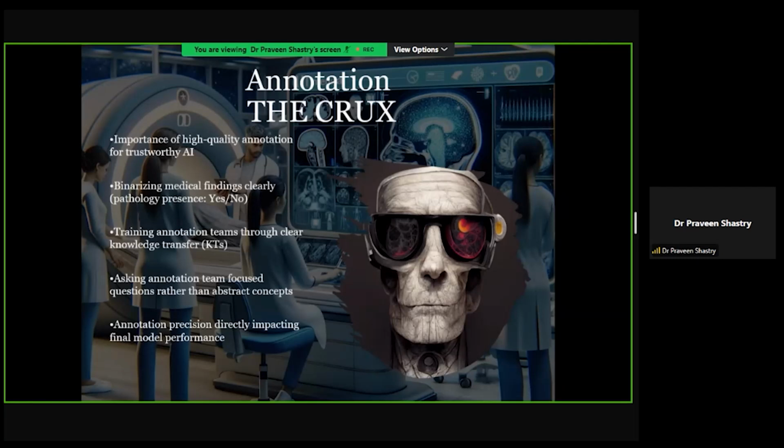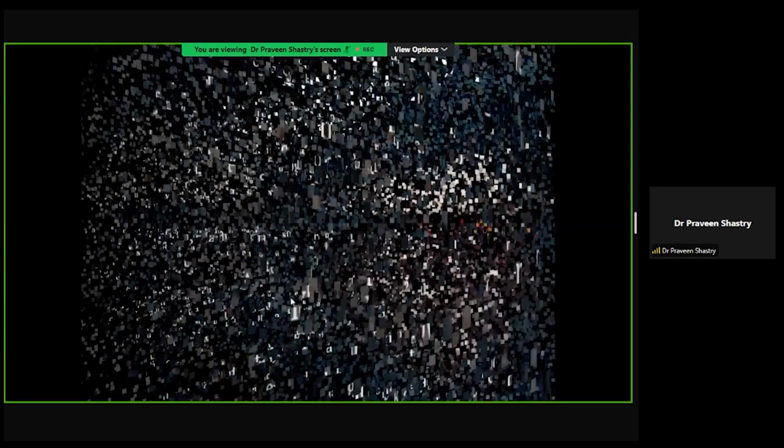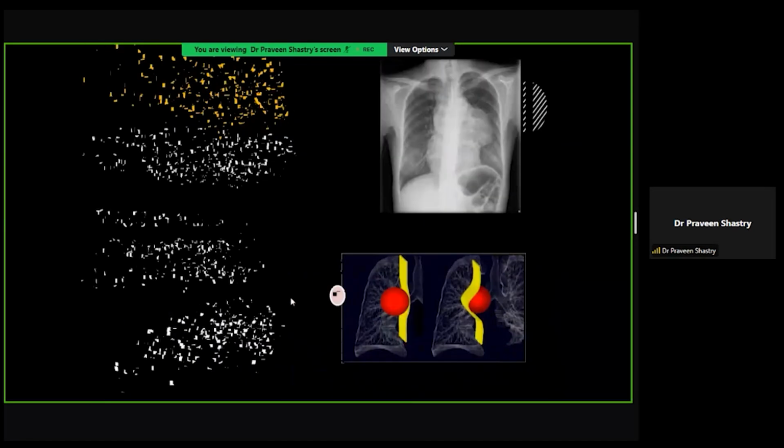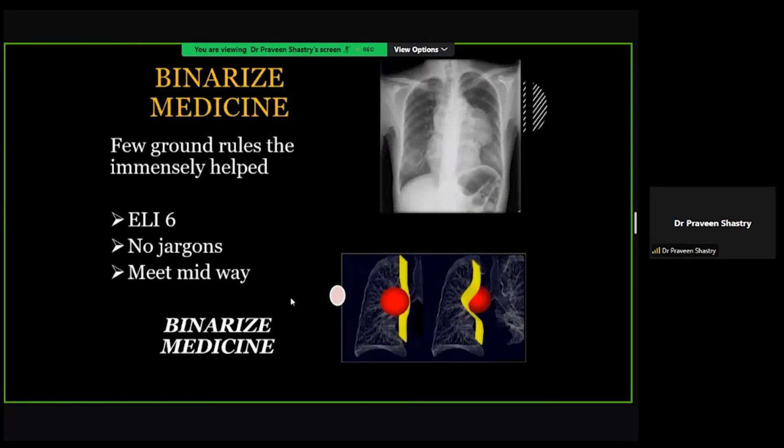So what is the best way to teach? Just like how deep learning is alien to us, so is medicine to them. So we held on to a few very basic rules, and that helped us immensely. Before these rules, we were all over the place, but the trajectory of the company changed when these phenomenal rules were abided by. We held on to ELI6.